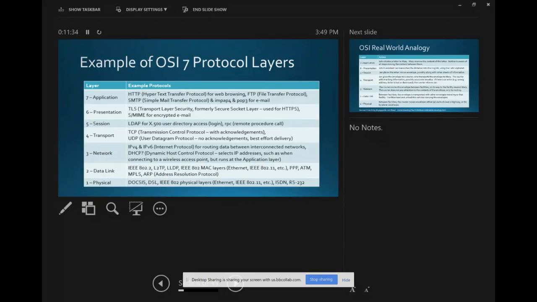Presentation level. If you ever added an S to your HTTP, HTTPS is not a different protocol than HTTP. It's HTTP running over the TLS protocol, which secures the communication pipe between you and the web server that you're trying to talk to. That's an example of a presentation layer protocol. Session layer would be how do you find things. So LDAP for directory access to be able to log into systems. Remote procedure calls, that's at the session level.